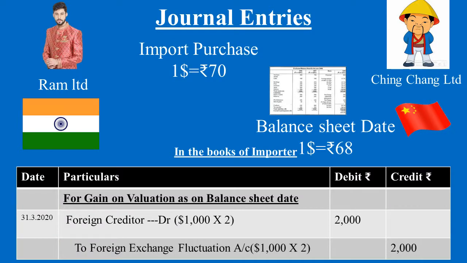So the entry for this, now see, as on balance sheet date the rate of dollar is 68. That means it is reduced by 2 rupees. Now if it is reduced by 2 rupees, that means my foreign creditor, which is a liability, is reduced. So if my liability is reduced, then it is profit for me. So since it is profit, we have to credit foreign exchange fluctuation account and we have to debit foreign creditor account. So the entry is foreign creditor account debit $1,000 into 2, to foreign exchange fluctuation account.